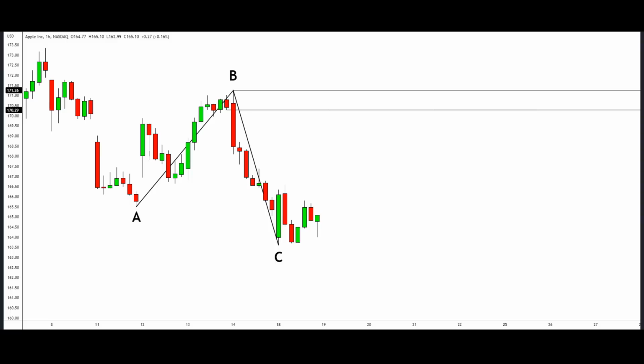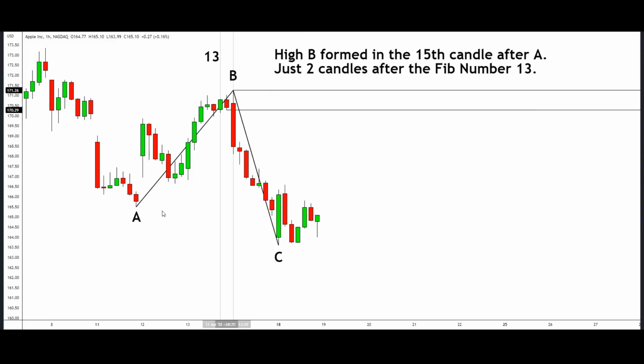Before moving on, since the main theme of this video is the Fibonacci counting technique, let's perform a quick analysis on the price action we have so far. In this chart, you can see that from A to B, we have 15 candles. The closest Fibonacci number is 13. That's what I meant when I said that reversals will not always happen exactly at the Fibonacci numbers. Even though the Fibonacci counting technique is not exactly accurate in this case, take a look at how close to high B the candle 13 is.